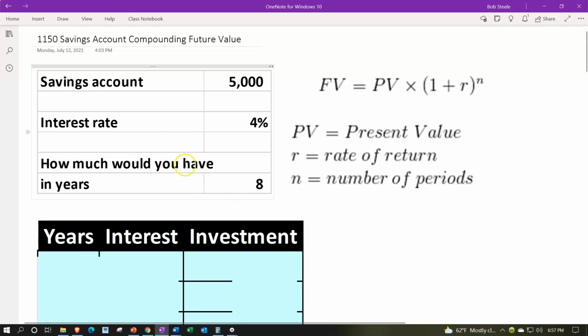Meaning you have some initial investment. In this case, we're going to say it's in a savings account. We're going to have the interest rate at 4%, and we're going to imagine that it's compounding annually, and we're going to look at how much we would have at some future point in time, given that in this case, the time frame is going to be 8 years into the future.